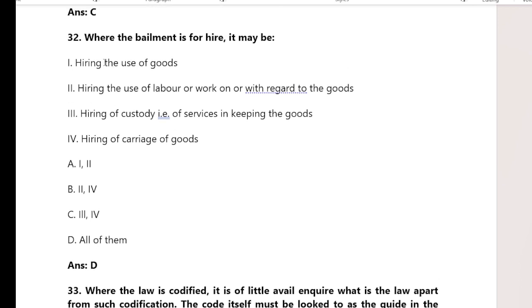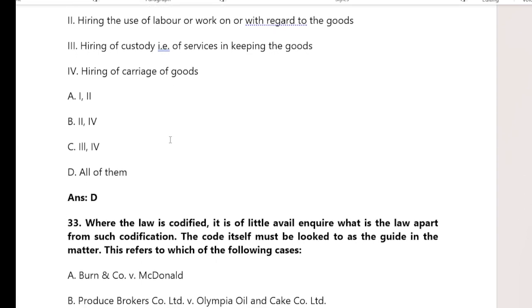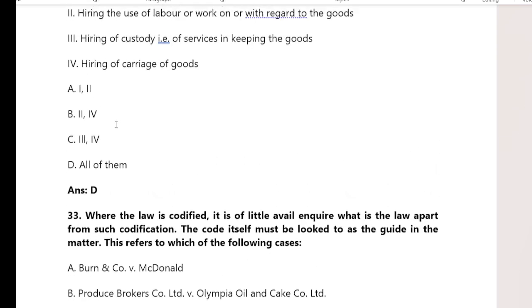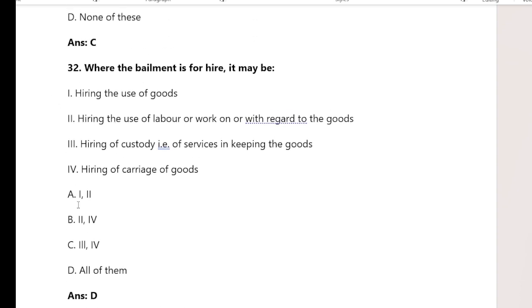And the next question is, where the bailment is for hire, it may be hiring the use of goods, hiring the use of labor or work with regard to the goods, hiring of the custody or service in keeping, for example the service of keeping the goods, and hiring of care for the carriage of goods. कौन सी स्टेटमेंट जो है वो सही है? Then the right answer is option D, मतलब सारी ही स्टेटमेंट जो है वो सही है.